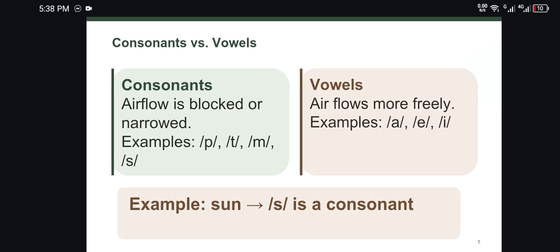So what are the differences between consonants and vowels? For consonants, the airflow is blocked or narrowed. For example, the P, T, M, and S. So there is airflow that's being blocked. Meanwhile, for vowels, air flows more freely. For example, the A, E, I, and O. One example of it is the word sun. There is an S in the word sun, so there is a consonant.